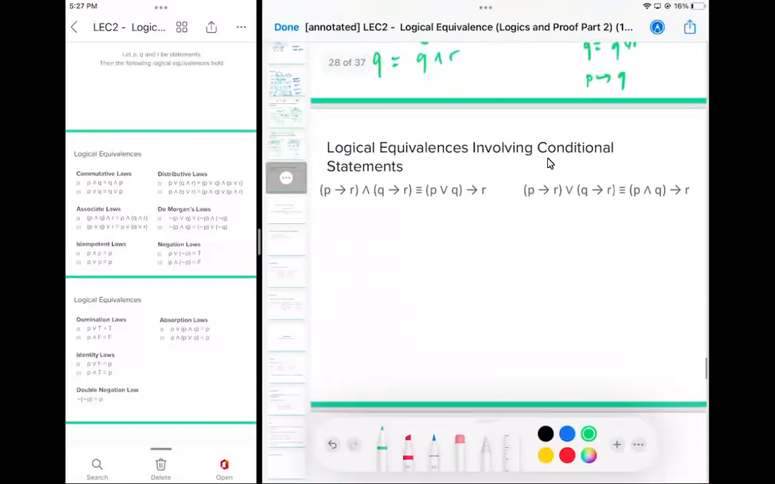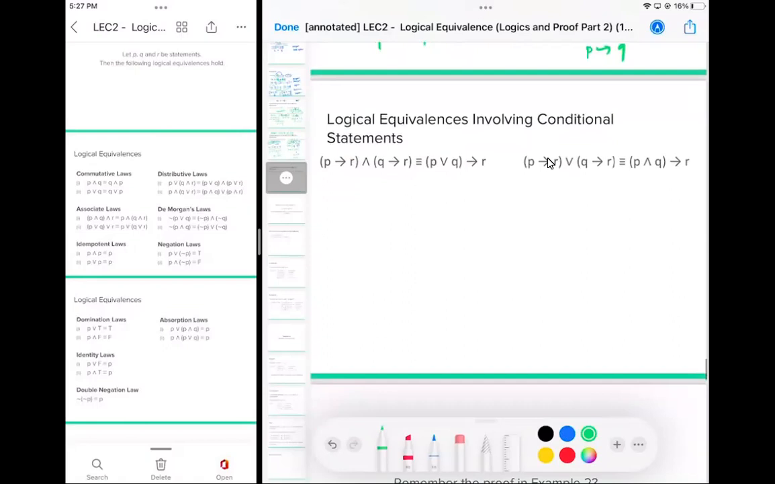Now, let us move on to some more examples. So let us try to prove this statement. So P implies R and Q implies R is logically equivalent to P or Q implies R. So let us see. So let us convert this into implication forms. So we have P implies R, it's logically equivalent to not P or R. Okay. So we have not P or R and not Q or R. Okay. So what can we do next?